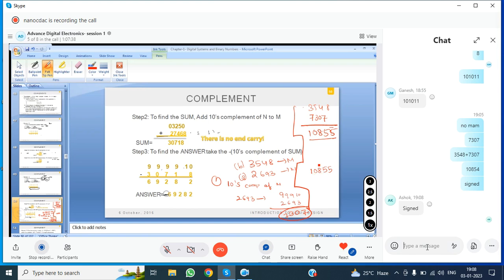So what you have to do for 10855: again you need to take 9 9 9 9 and the LSB is 10. Finally, what result are you getting? 89145. See whether I'm wrong or correct.